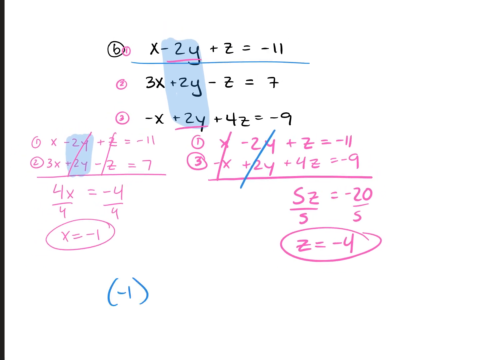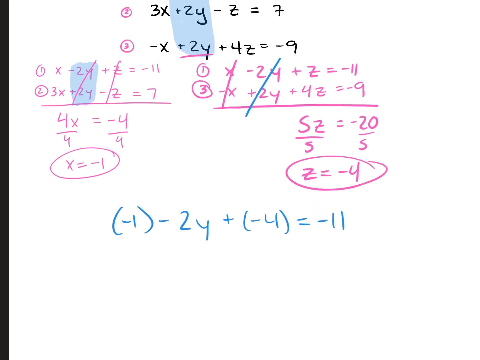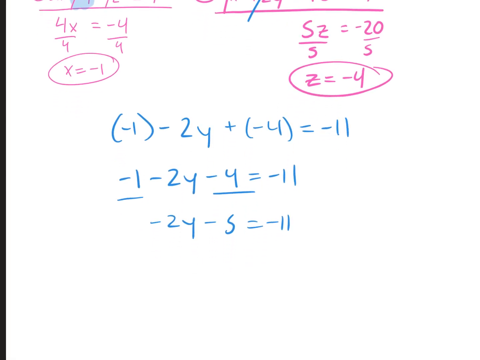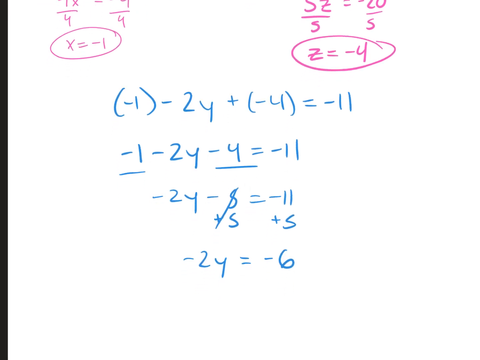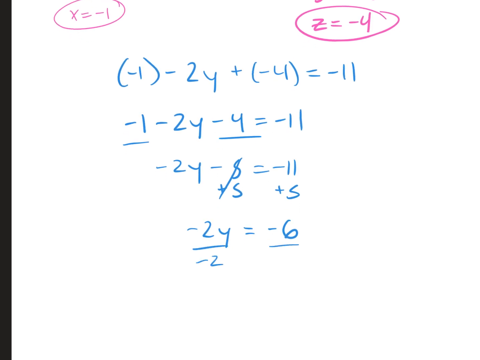So x is negative 1, minus 2 times y, plus negative 4 is equal to negative 11. So negative 1 minus 2y minus 4 equals negative 11. I'm going to combine my like terms. So negative 2y minus 5 equals negative 11. What would we do next? Add 5. So negative 2y is equal to negative 6. And then what? Divide by negative 2. So y is equal to 3.